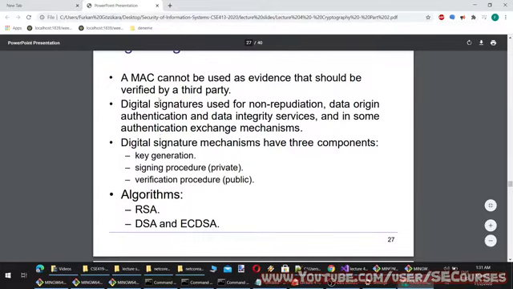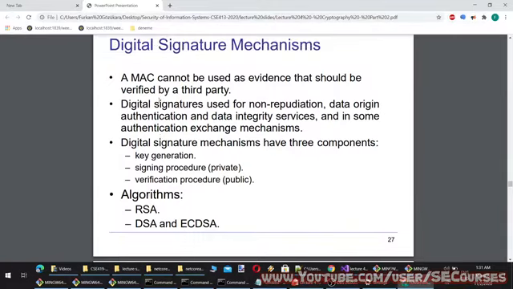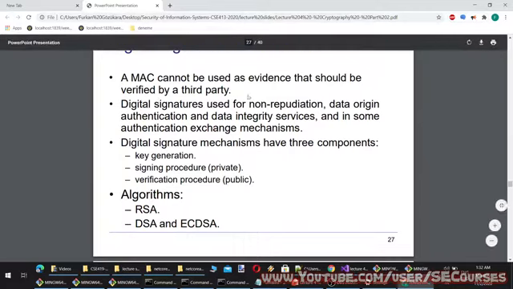So this is different from a MAC because with a MAC you can verify the originator of the message. However, you can't verify whether that originator actually sent that message. So the receiver can also generate a fake message and claim that it was sent by the sender. However, you can't verify that because it could be generated by the receiver or it could be sent by the sender. Okay. However, with digital signature, you can verify whether the sender was actually the sender or not.